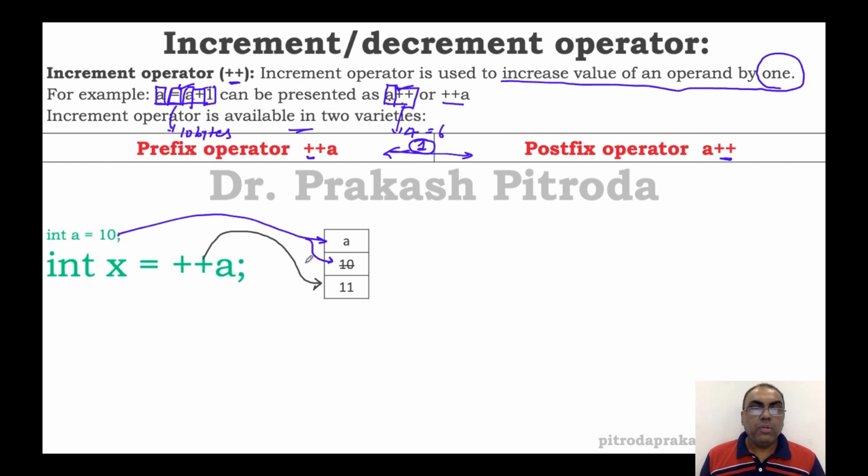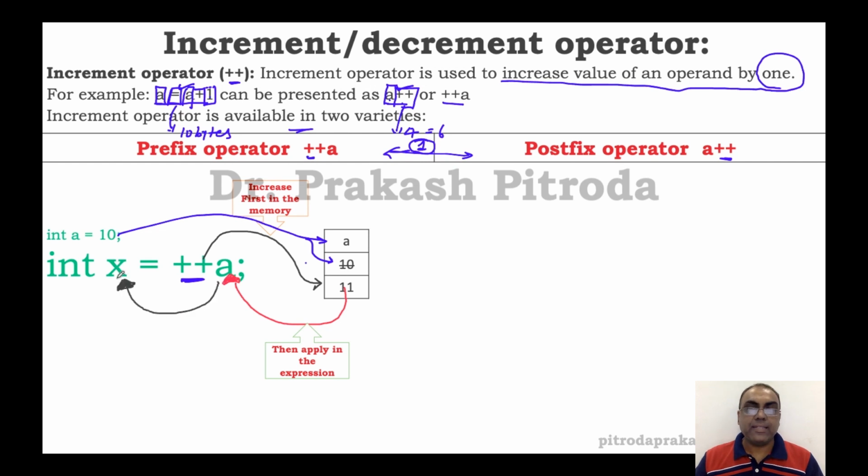Now, the moment the computer reads plus a, when it reads plus, it is first going to increase the current value of a, which is going to be overwritten by 11. The increase has taken place first in the memory. And then the computer will apply that 11 onto a, which is going to supply its value into x.